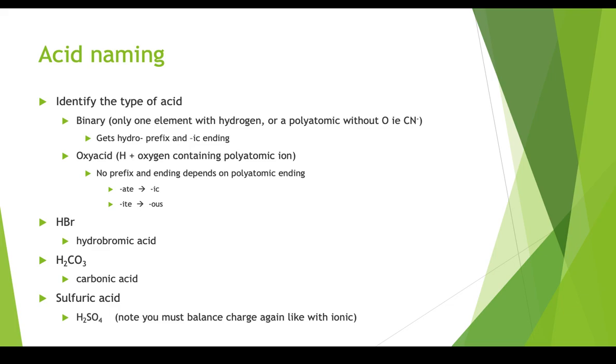Oxyacids, you always have a polyatomic ion that has oxygen. That's kind of a simple explanation for them. There are some differences now in how we name them. Binary acids are always going to get a hydro prefix and an ic ending.